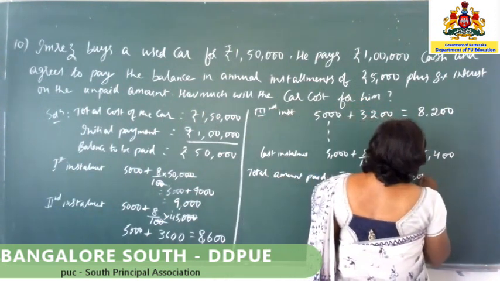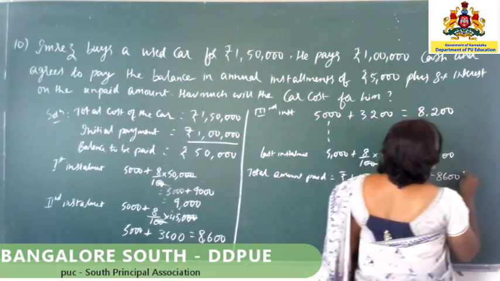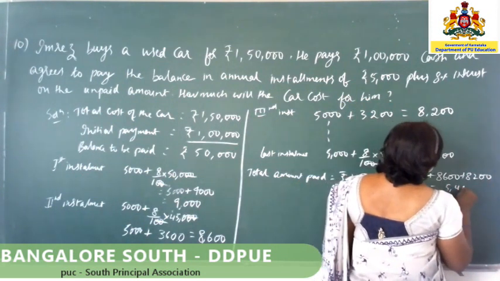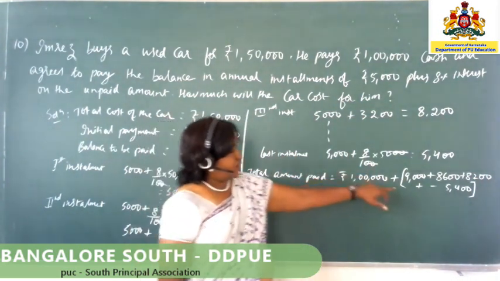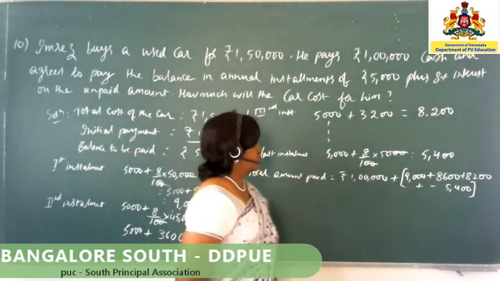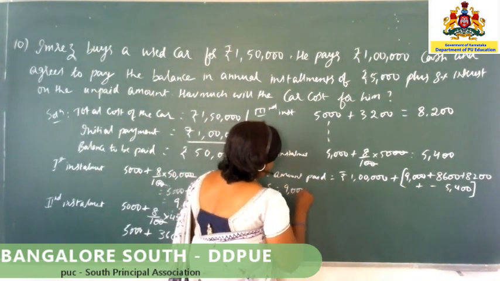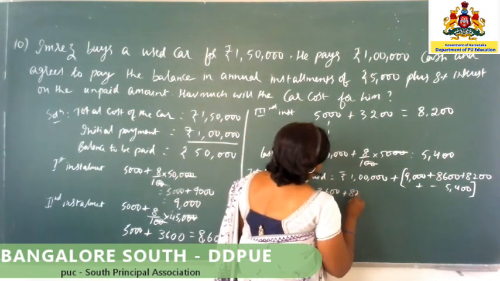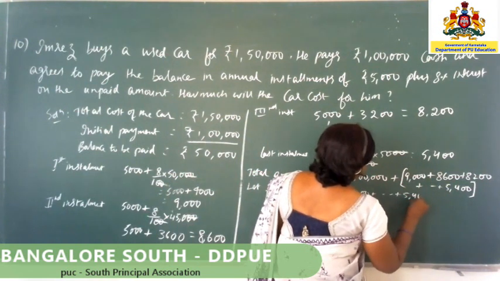Find the sum of this. This is in AP, arithmetic progression. So let Sn be equal to 9,000 plus 8,600 plus 8,200 and so on up to 5,400.